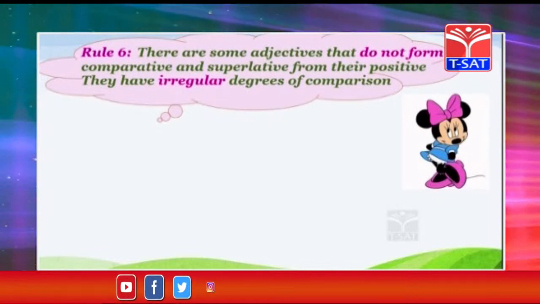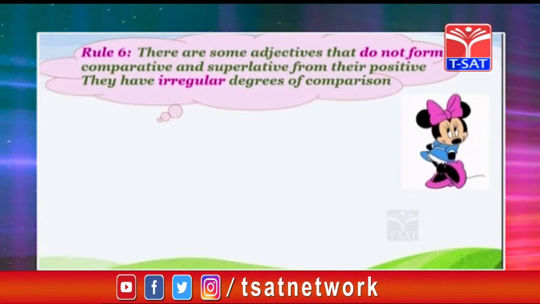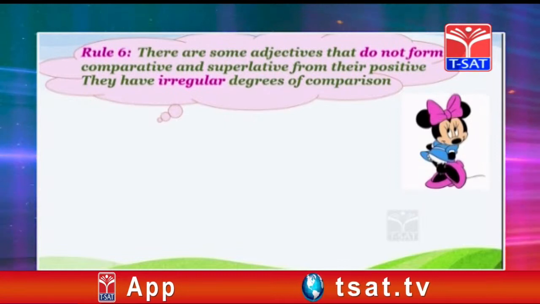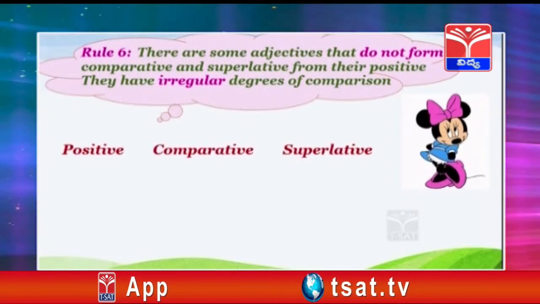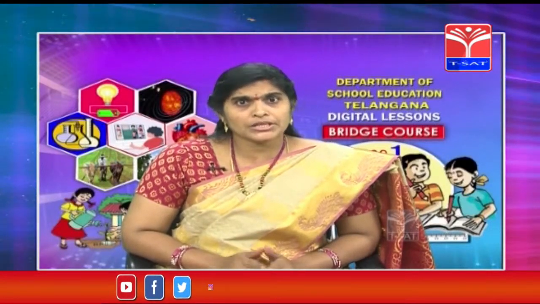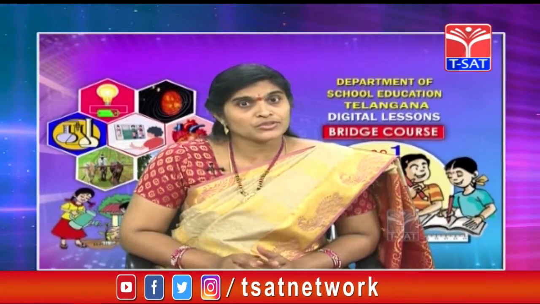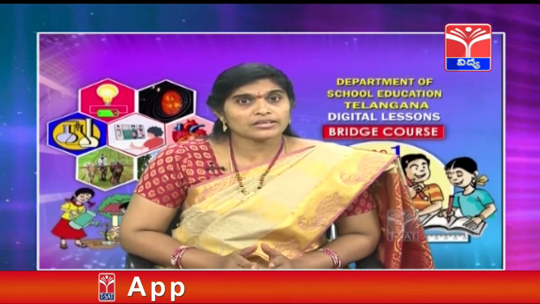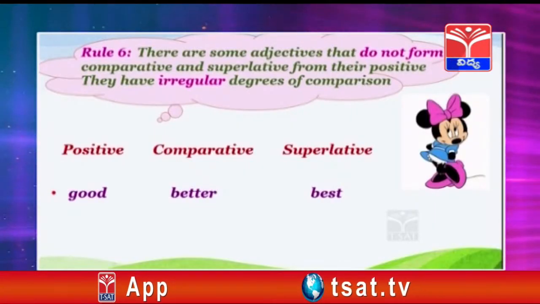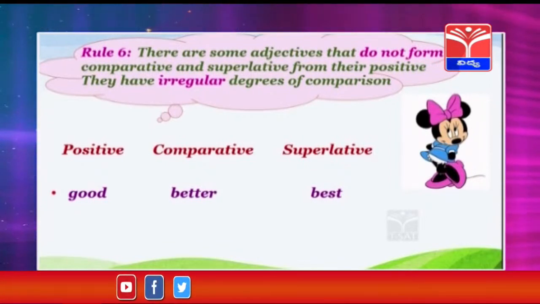Okay, let's see. There are some adjectives which do not form comparative and superlative forms from their positive. They have irregular degrees of comparison. So children, till now we have changed the words of positive to comparative and superlative. But this case is different. Here the word good in positive will become better in comparative degree, and it becomes best in superlative degree.